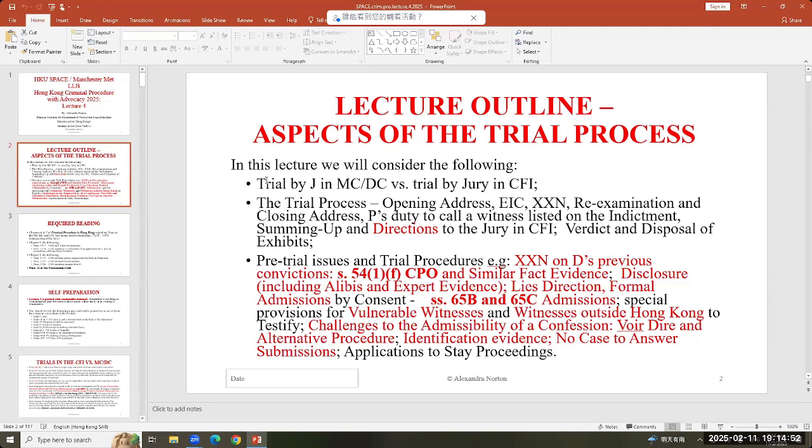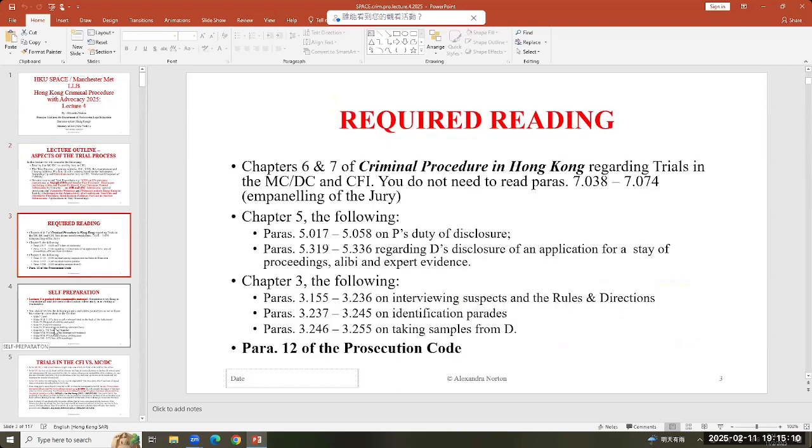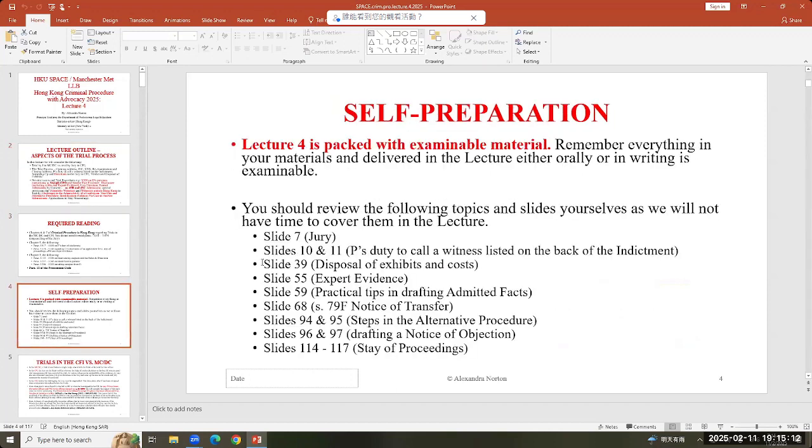So we're going to take a quick look at how a trial actually works in practice. We'll look at some of the pretrial issues that occur and then some of the issues that arise in terms of admissibility of various different types of evidence during the trial. There's a couple of slides that I am not going to focus on because I think it's fairly straightforward and you just need to really read these sections yourself.